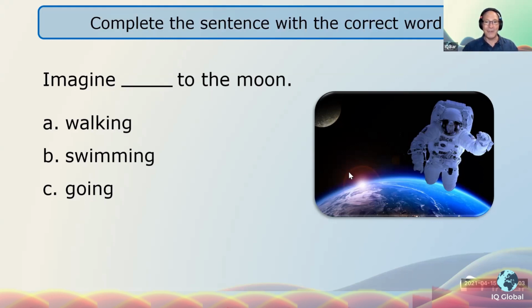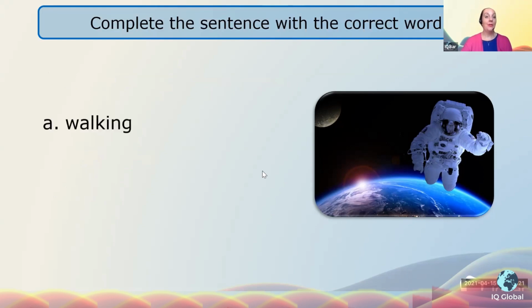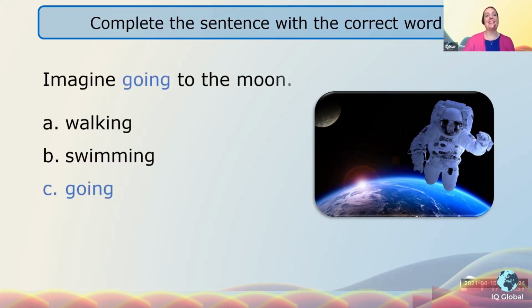Well, 100% of our participants said going to the moon. Now let's see. Is that right? I think you might be right, everybody. Here we go. Yes, it is. It's imagine going to the moon. We can't walk to the moon, and we definitely can't swim to the moon. We can only go to the moon. So it needs to be that word, the going, the action go plus ing.